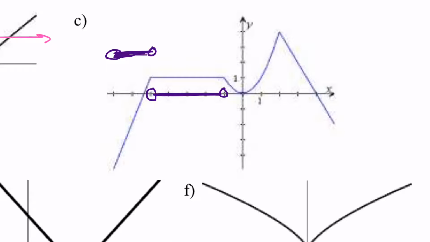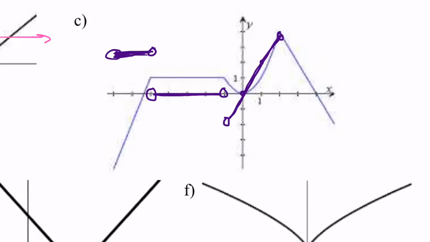Next, we have a normal parabola here, which means its derivative is 2x, which means boom, boom, boom, boom, right there. That's the equation, y prime equals 2x.